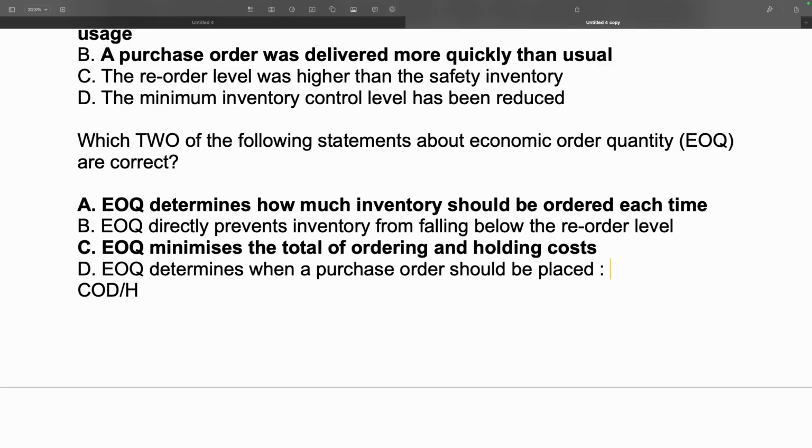This one is, when inventory reaches what level? Reorder level.